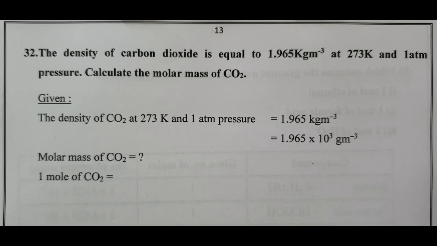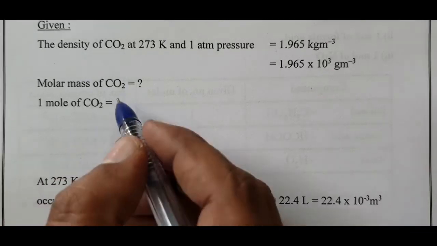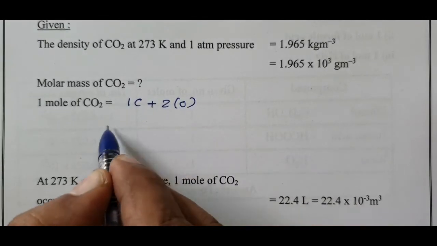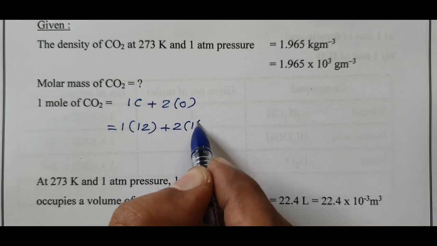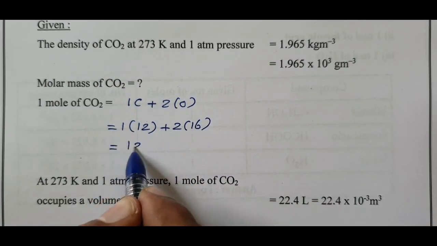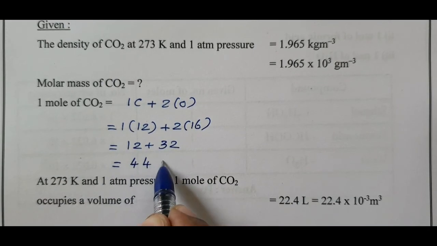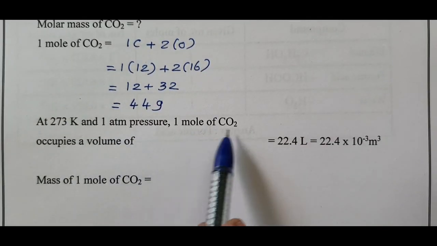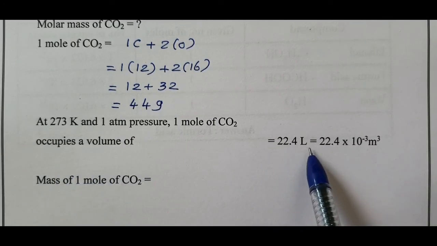Before that, calculate 1 mole of carbon dioxide. Carbon dioxide molecular formula CO2, it containing 1 carbon and 2 oxygen atoms, that is equal to 1 into carbon atomic mass 12 and 2 into oxygen atomic mass 16, that is equal to 12 plus 2 into 16 are 32, equal to 44 gram is the 1 mole of carbon dioxide. Now at 273 Kelvin and 1 atm pressure, 1 mole of carbon dioxide occupying a molar volume 22.4 liter.